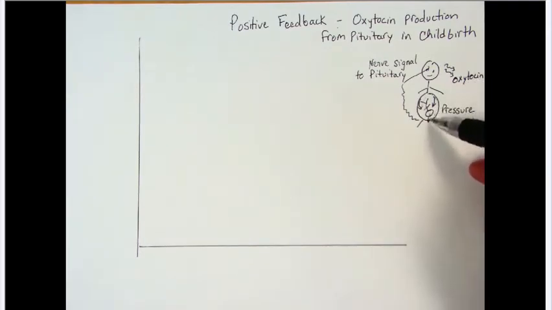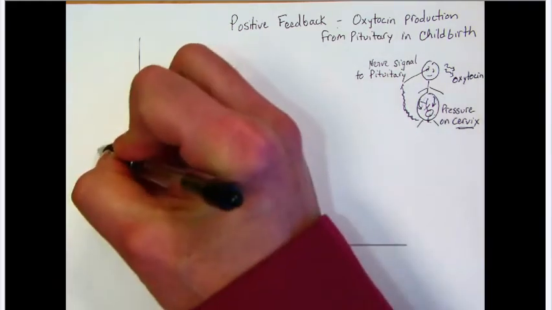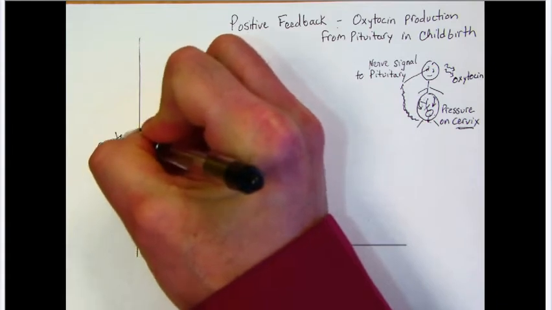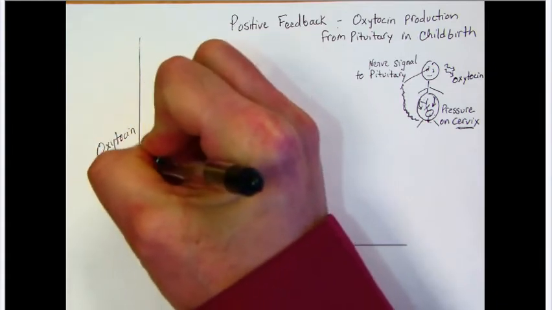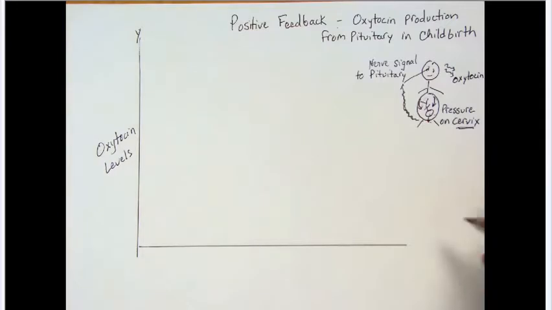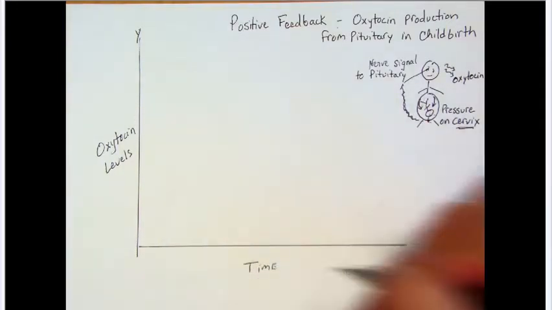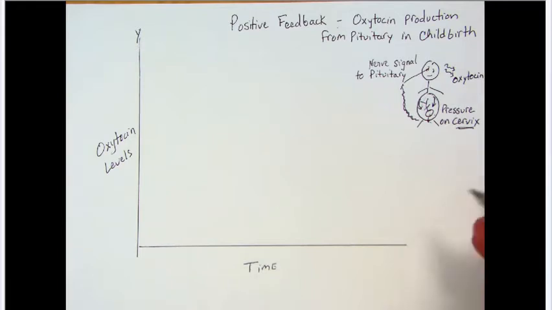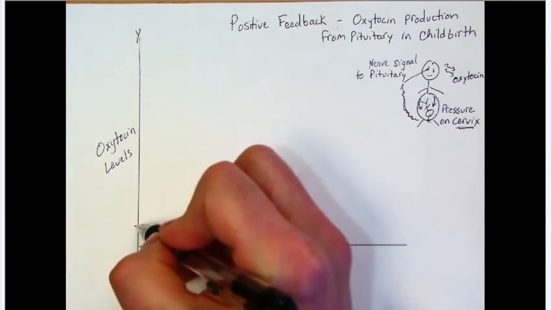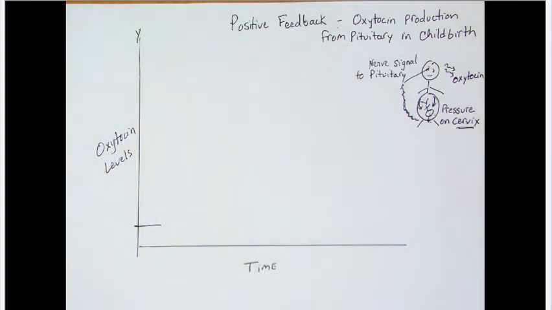That contraction is going to push the baby downward, and that's going to amplify this nerve signal again and again, creating more oxytocin. So let's graph how this looks. This would be oxytocin levels. If we label the y-axis oxytocin levels, and the x-axis can be time. If we're tracking oxytocin levels, at the start, oxytocin levels are probably pretty low.